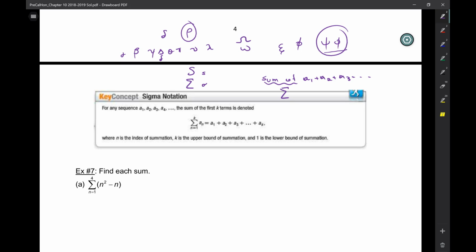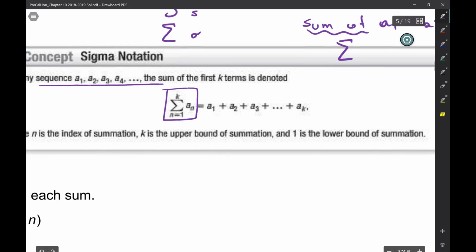So, for any sequence, if I write this, that's sigma of A sub n. Sigma means add. What am I adding? I'm adding A sub n, from n equals 1 to n equals k. So if I expand that, it means put in 1, A1, plus put in 2, A2, plus put in 3, A3, and keep doing that and add them all up until I get n equals k.